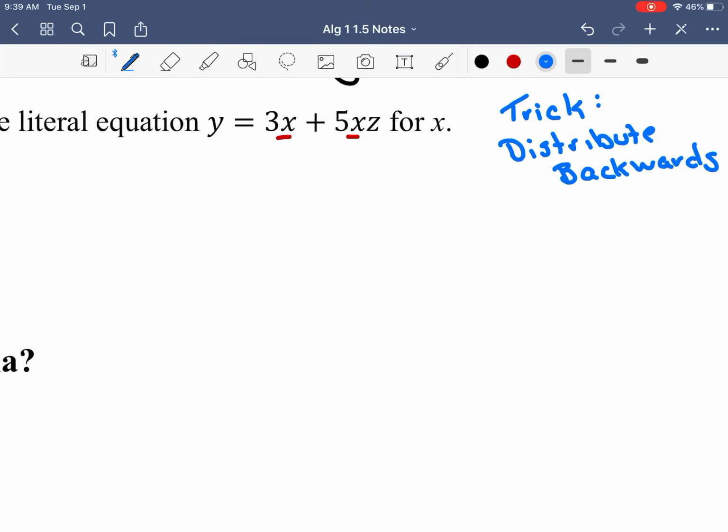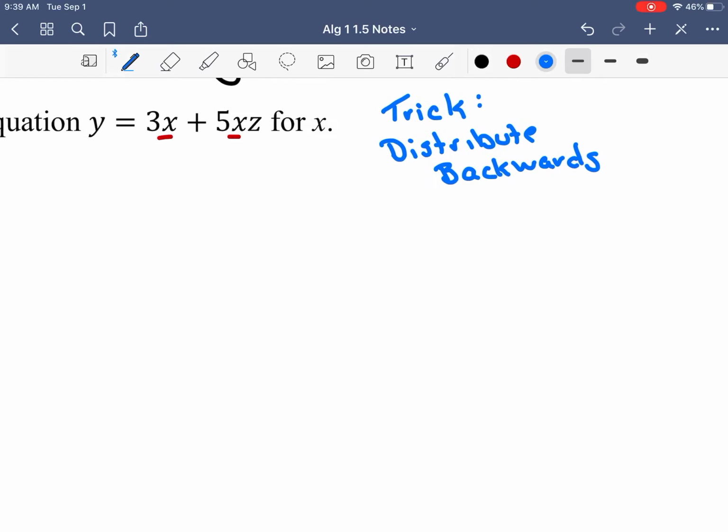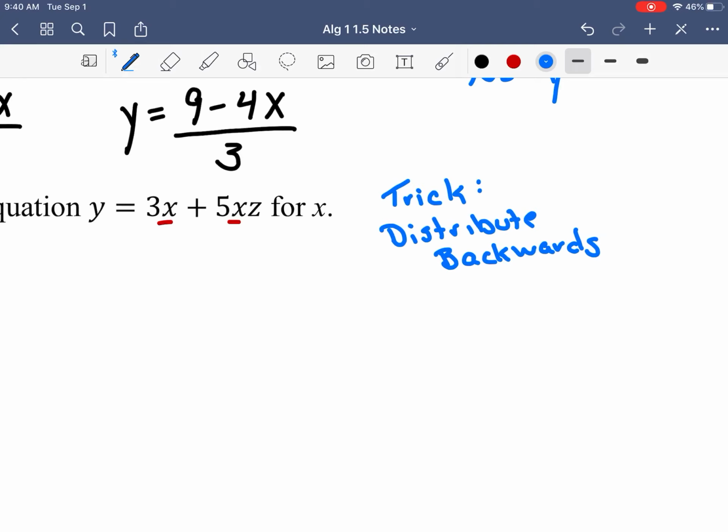Okay, so we're just going to do a little trick on the distributive property. So what the distributive property looks like, if I have 2 times x plus 4, I can take this 2 and multiply it by the x and take the 2 and multiply by the 4 and end up with 2x plus 8. Okay.